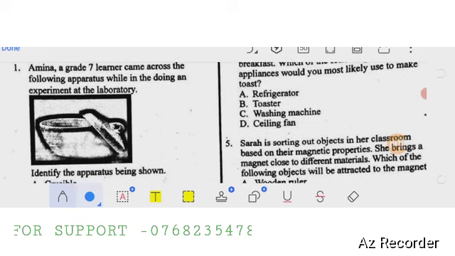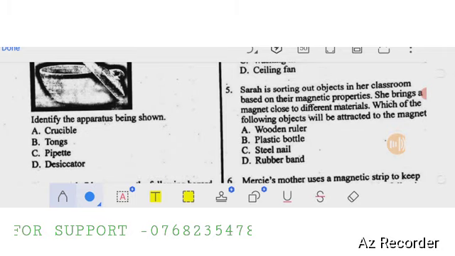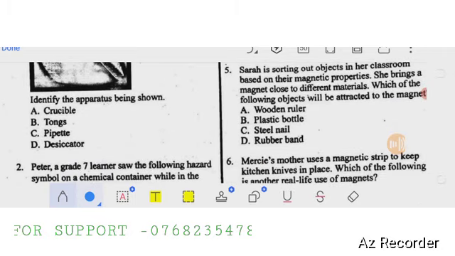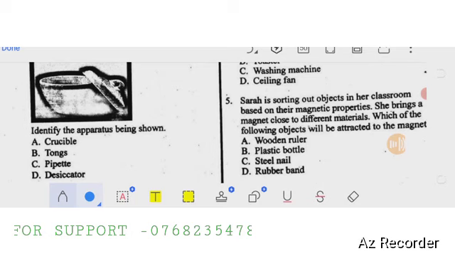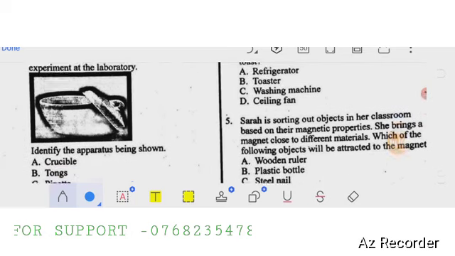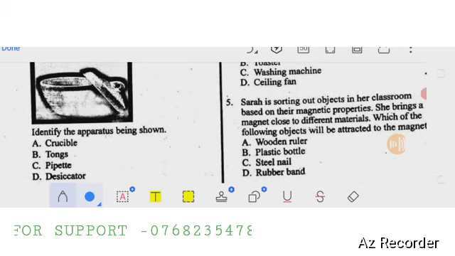Amina, a grade 7 learner, came across the following apparatus while doing an experiment at the laboratory. Identify the apparatus shown below. From the answers, we have crucible, tongs, pipette, and the desiccator. This is a knowledge question that tests things you're supposed to know straight away from your mind. This apparatus specifically is a crucible, and the crucible is used for heating substances that require strong heat.